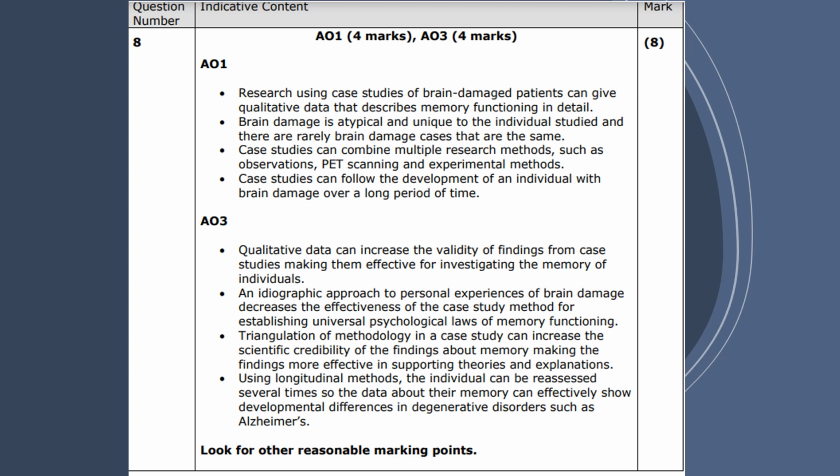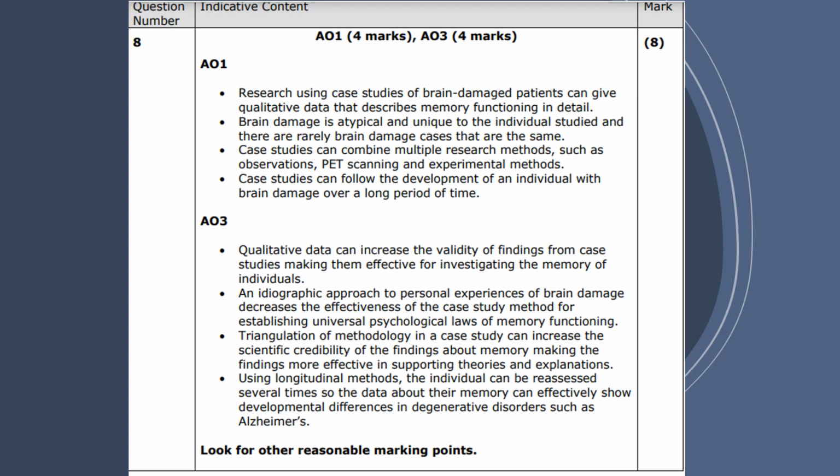You've got those clear AO1s talking about what case studies are for and the kind of methods that you can use within a case study, looking at development over time, increased validity, all those kinds of things. When you're looking at the AO3 strengths and weaknesses, you can be talking about an increase in subjectivity in the researcher as they spend more time around the patient, all those things really specific to case study.